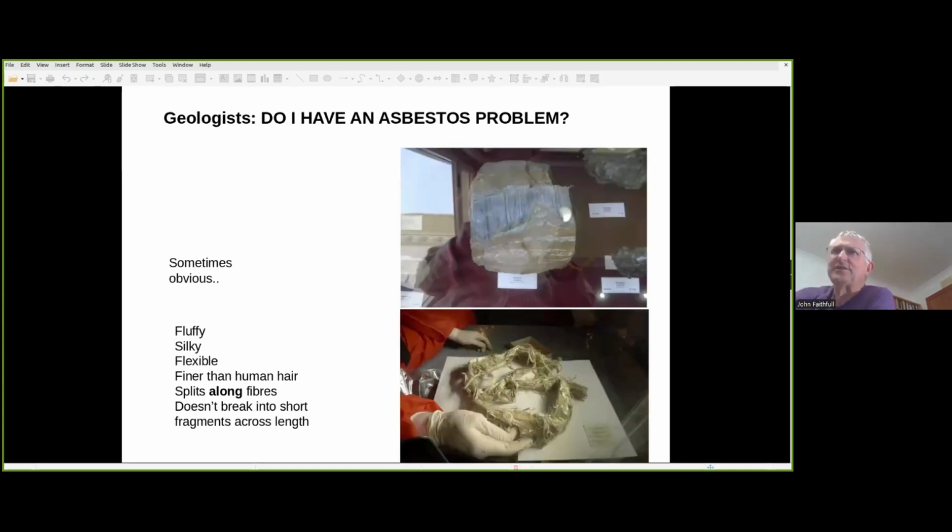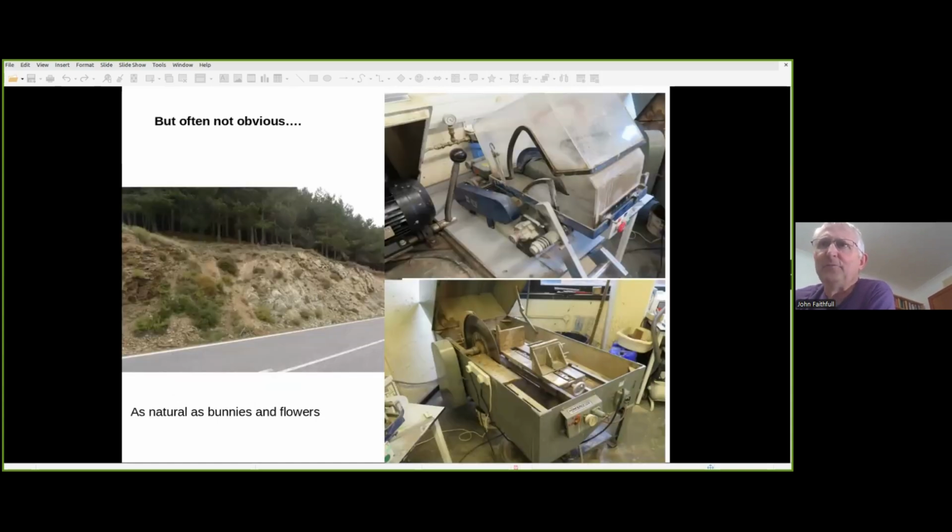However, if you're a geologist and you ask, do I have an asbestos problem? Yes, sometimes the answer may be obvious: it might be fluffy, silky, flexible, finer than human hair, splitting along fibers rather than across fibers into little blocks. So you can do a certain amount with your eye, but often it's not obvious. So you come to a road cut, or you look at some dusty rock saws.